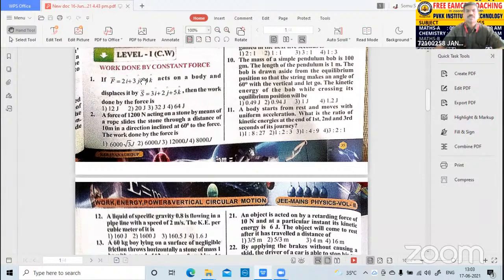So what is given? Force is given in vector form. Displacement is given. So now find out work done. The options are: first option 12 joules, 20 joules, 32 joules and 64 joules. Okay, write down the first problem.